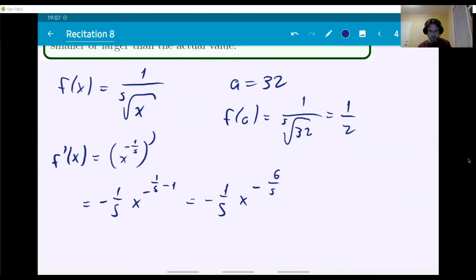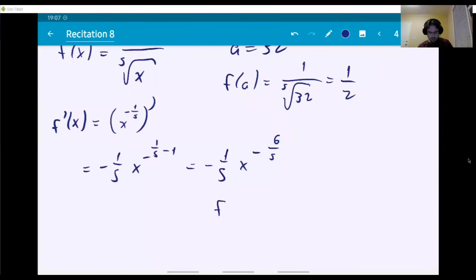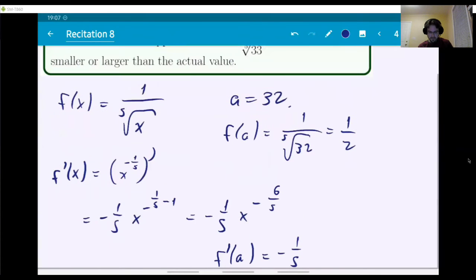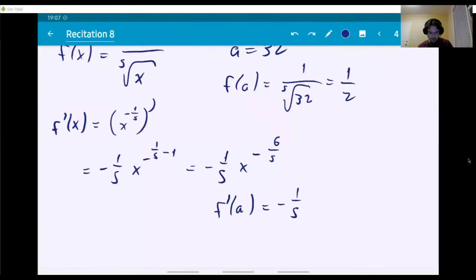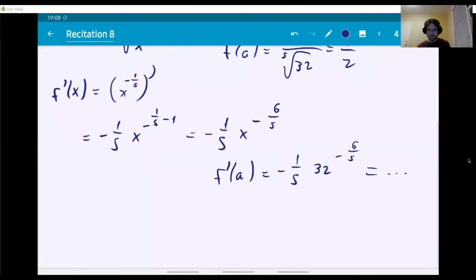We know, given this derivative now, the one that we want is f prime of a, where a was the number 32. So you need to find out this number, minus 1/5, 32 to the minus 6/5. Kind of a mess algebraically, but this is a number that's easy enough to write down. So you should try to compute this. I'm not going to finish the problem, as I said, but I just want to give you the ideas.